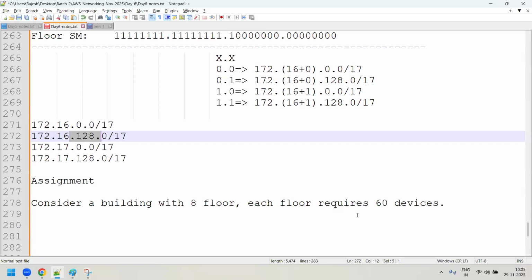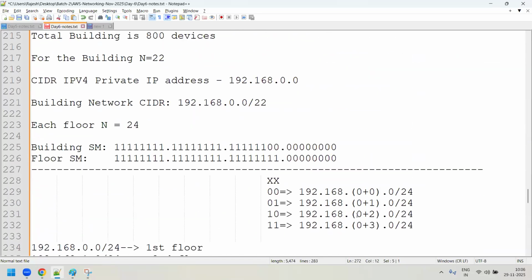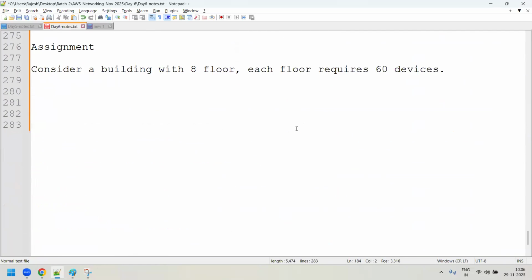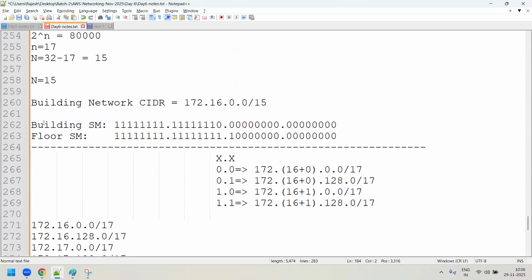Right? So first you need to come up with which CIDR range you're going to choose. In your case, I think you'll be choosing a 10-dot series CIDR range for this requirement. You will choose that and then calculate like this: building subnet mask, floor subnet mask, and then come up here.